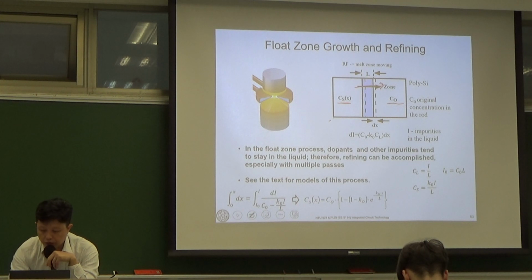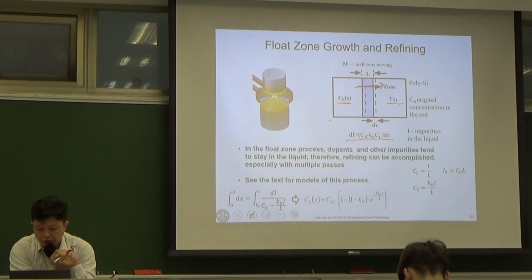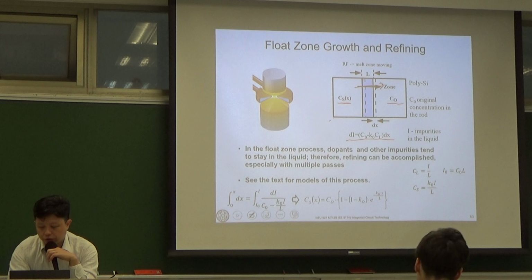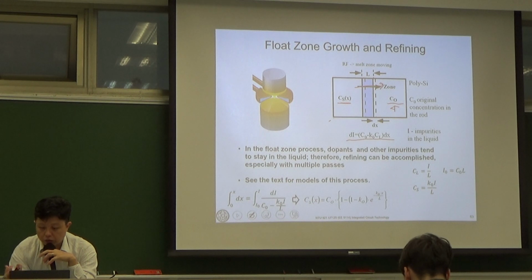Now we have this DI number, which equals C0 minus K times CL. Those impurities that originally exist here, once you melt it, tend to stay in your liquid. When it turns into solid, some of them will stay in the solid. That causes the reduction of the impurity in your liquid. So it's very easy for us to write this equation.